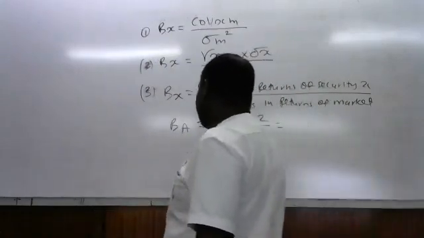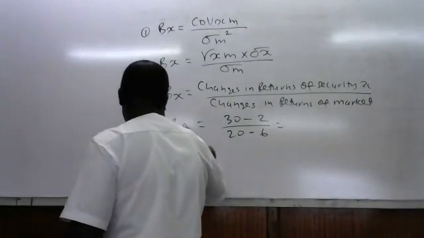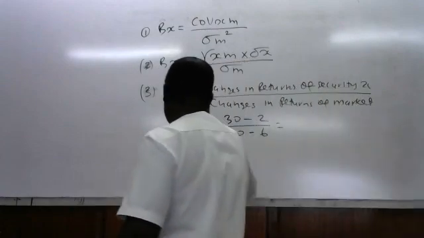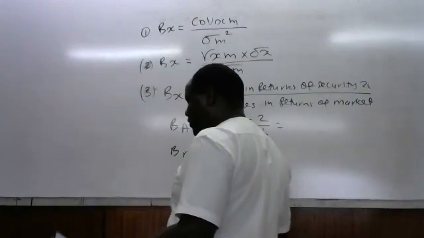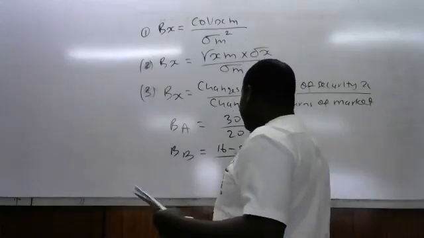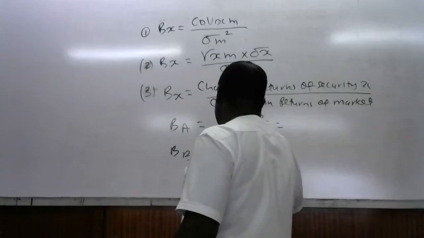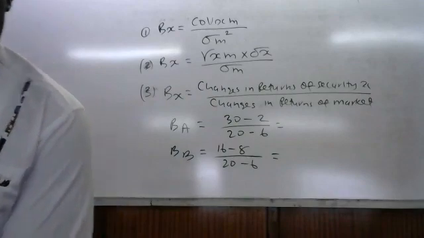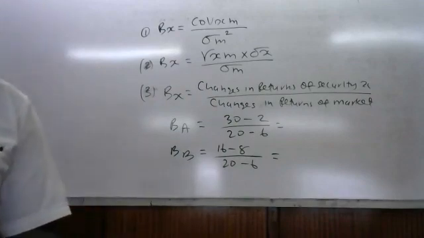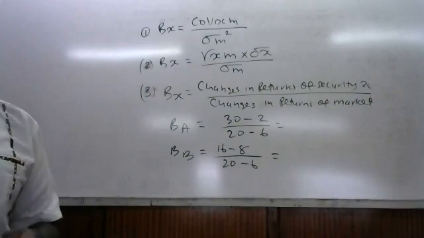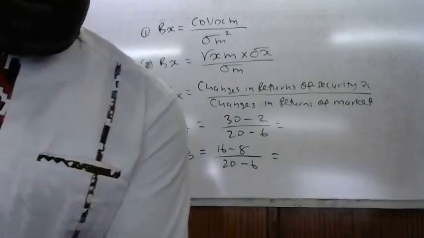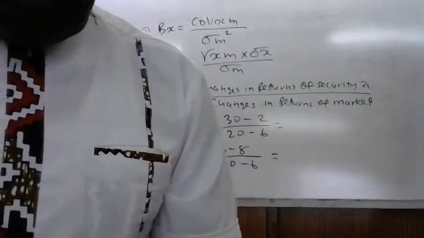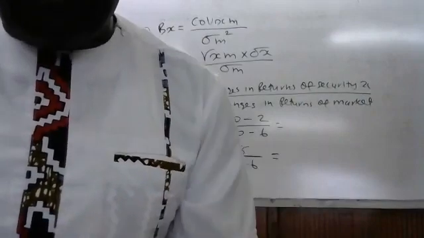Then we do the same for the beta for stock B. For stock B, you also take the change in returns, where you take 16 minus 8, then you also divide again by 20 minus 6, because for the market it is common for them. So that was now the requirements on how to get the beta factor. You are only learning how to compute the beta factor from our previous class.